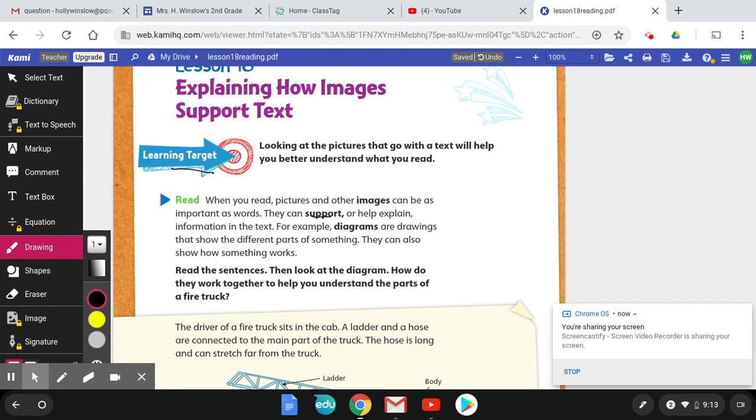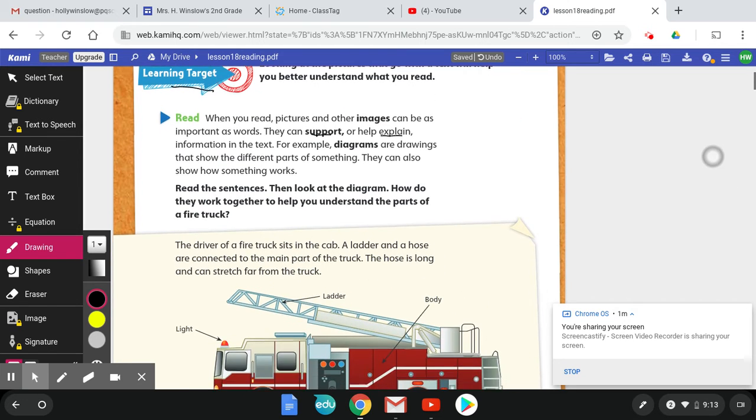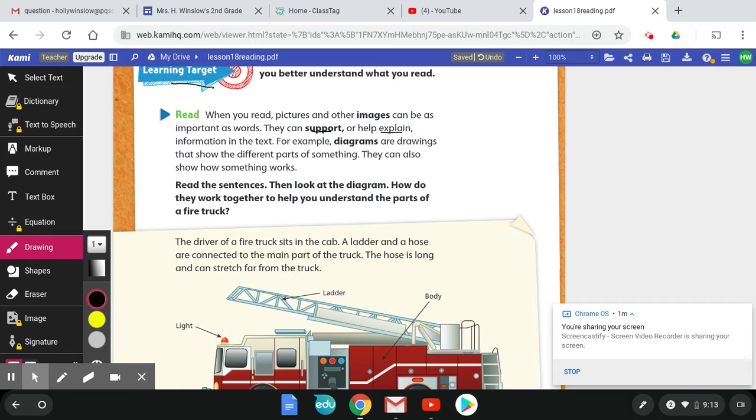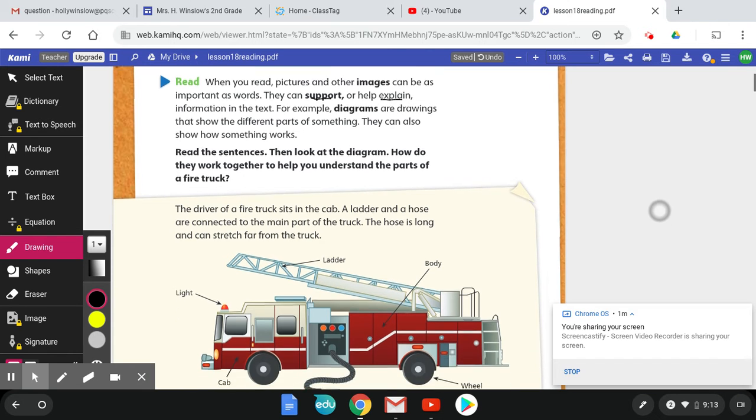So support means to explain information in the text. For example, diagrams are drawings that show the different parts of something. They can also show how something works. So what they want you to do is to read the sentences, then look at the diagram. How do they work together to help you understand the parts of the fire truck?